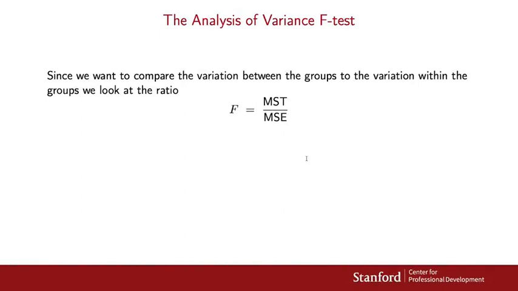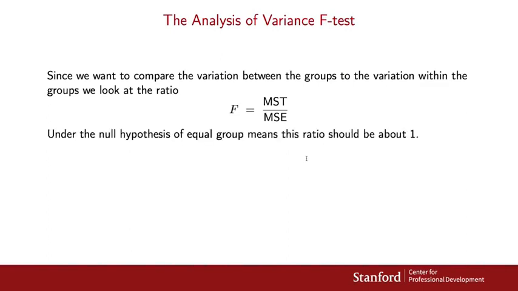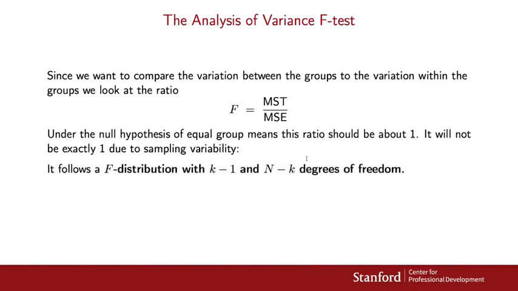Since we are interested in how these two measures of variability compare, we simply look at the ratio. And that ratio is called the F statistic. Under the null hypothesis, where there is no difference in treatment means, this ratio should be about 1. Of course, it will be not exactly 1 due to sampling variability. In fact, it follows what's called an F distribution with k-1 and n-k degrees of freedom. So the F distribution is a little bit like the student's T distribution in that it comes with degrees of freedom, but in this case there are actually 2 degrees of freedom, one for the numerator, which is k-1, and one for the denominator, which is n-k.